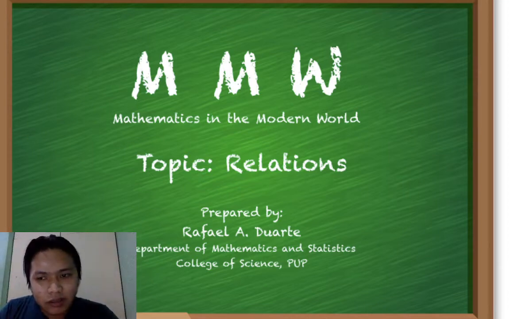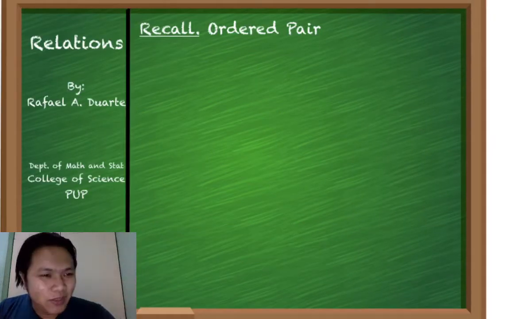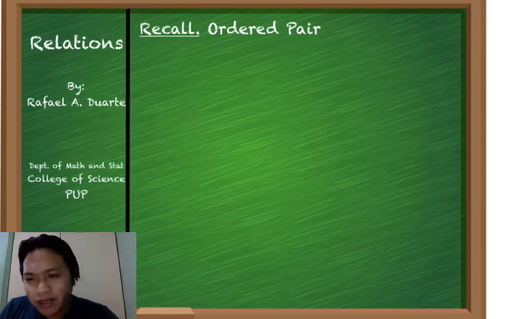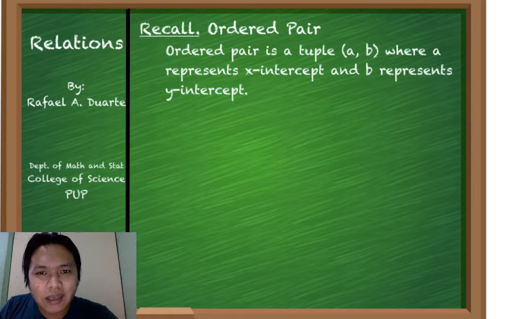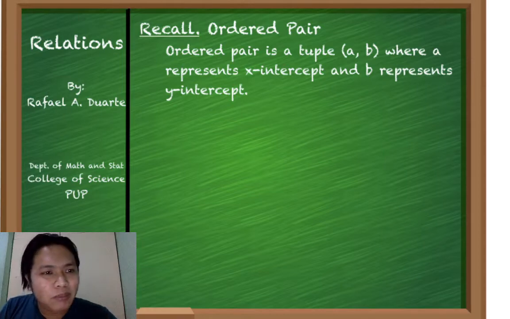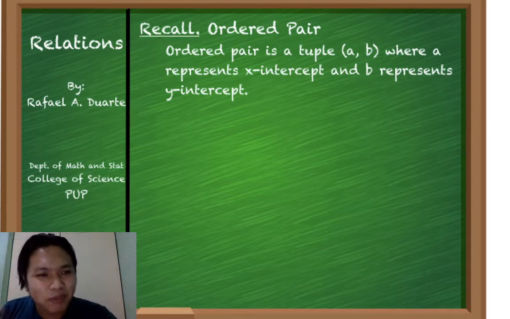Okay, let's start. First, we need to recall what an ordered pair is, because a relation is built from ordered pairs. An ordered pair is a tuple (a, b), written in parentheses, where a represents the x-coordinate and b represents the y-coordinate. Most of you are probably familiar with this from high school algebra, right? We have coordinates.